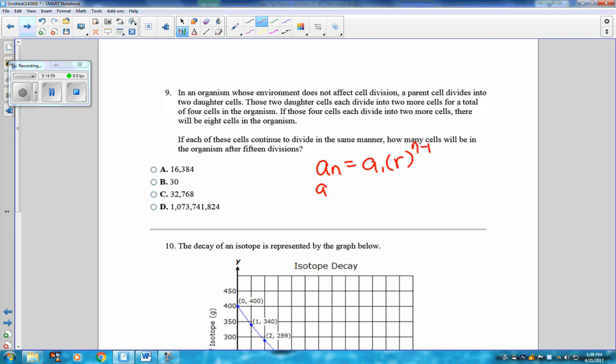So a sub 15, because we're looking for the 15th division, is equal to my start value. So we have one cell as my start value, and my common ratio is 2. And then I have to have 15 minus 1. So my final answer is going to be A, 16,384.